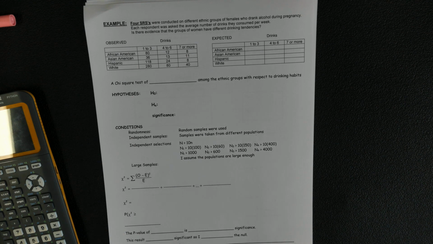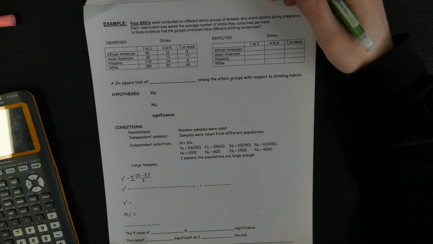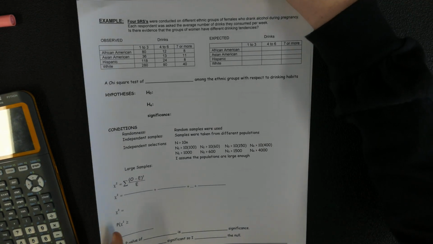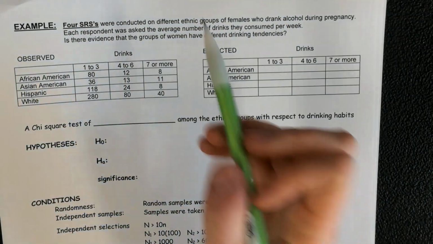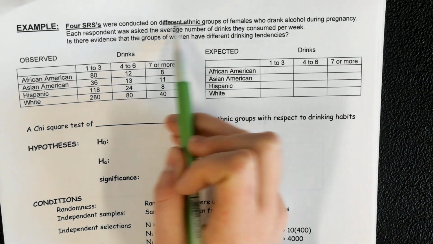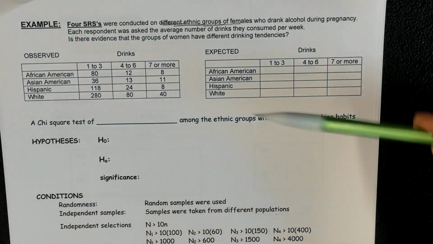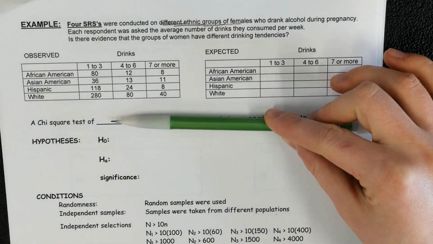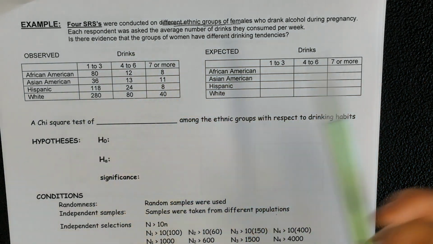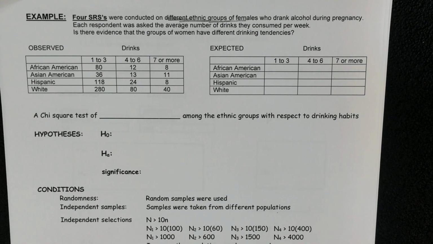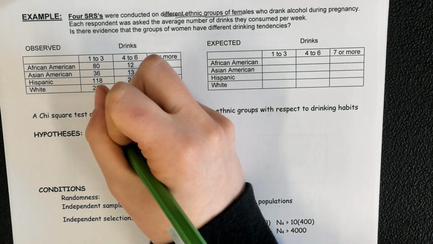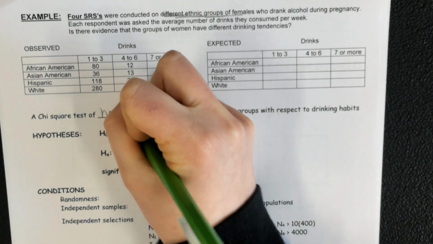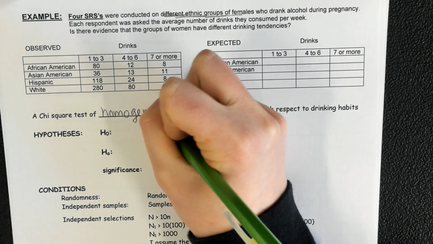First off, I feel like the screen's really dark or something, but we have to realize that we're looking at four different ethnic groups. There are four different populations, and they're lined up on the side for us. Then we're looking at one variable about them: how many drinks did they consume per week. Because there are multiple populations, that's a huge sign that we have a chi-square test of homogeneity.